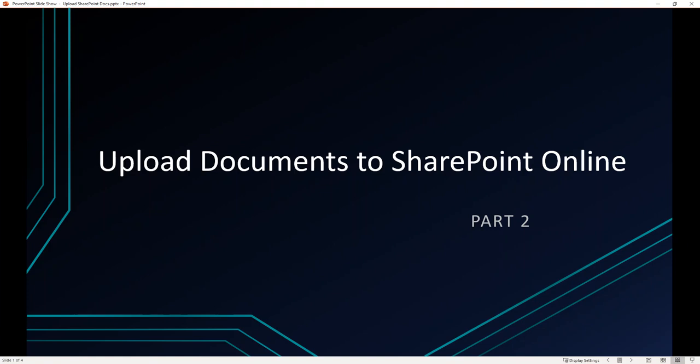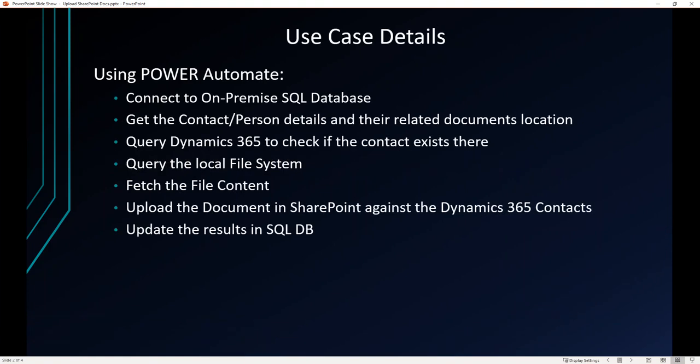So in continuation to my last video, here are the use case details that we are going to discuss today. We'll use a Power Automate flow to connect to an on-premise SQL database. The database is going to have a few tables, and we will get the contact details from those tables and their related document details as well, like document location basically. And then we will firstly query Dynamics 365 to check if those contacts exist in Dynamics.